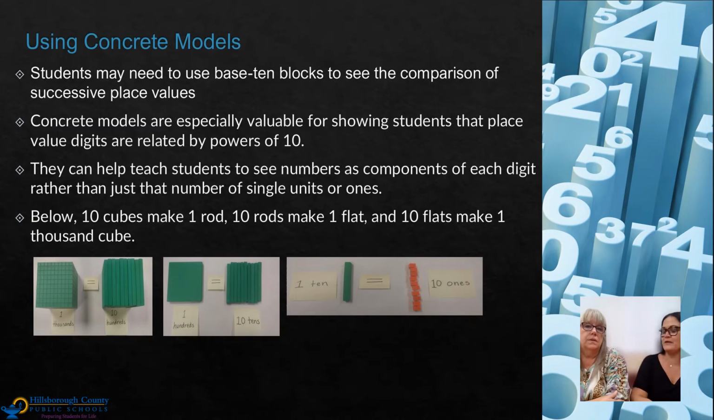With place value, we really want to make a conscious effort to use concrete models to build conceptual understanding. They're especially valuable for showing students that place value digits are related by powers of 10. Right, it takes 10 of one place value to make 1 of the next place value to the left. So 10 cubes make 1 rod, and 10 rods make 1 flat. We started that understanding in 2nd grade using groupable models so they could physically put together and take apart the models, maybe using snap cubes or straws and rubber bands, because place value can be a really abstract concept for students.